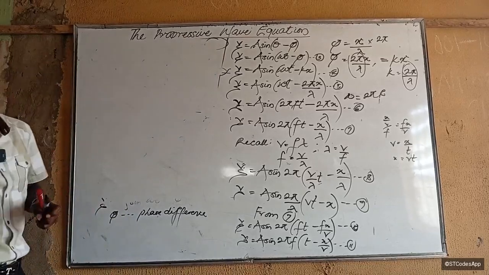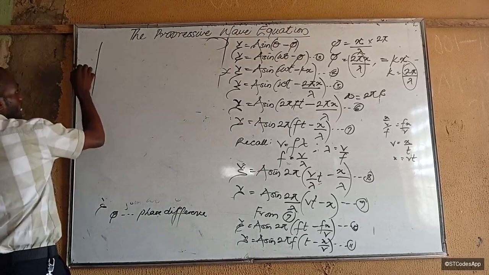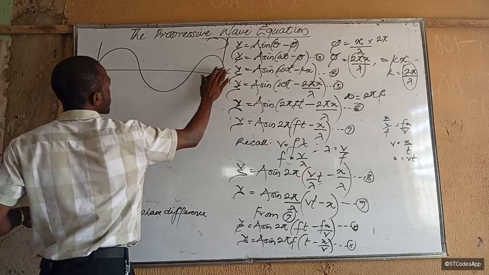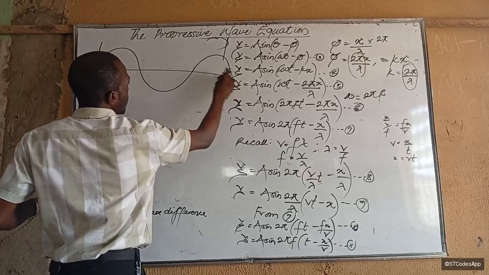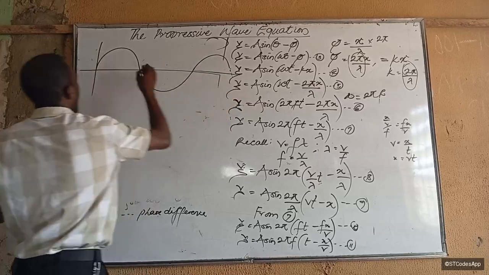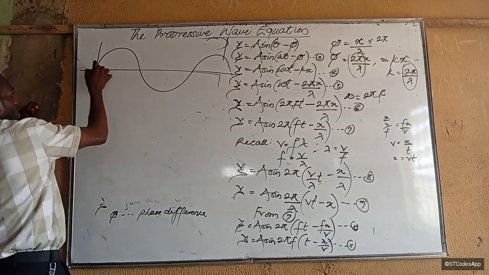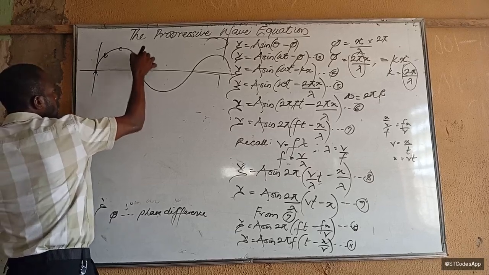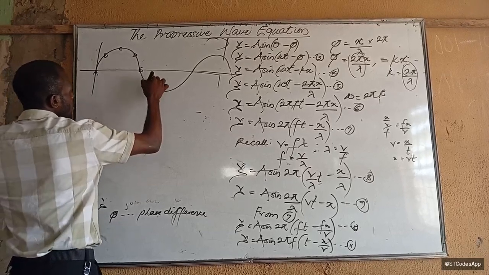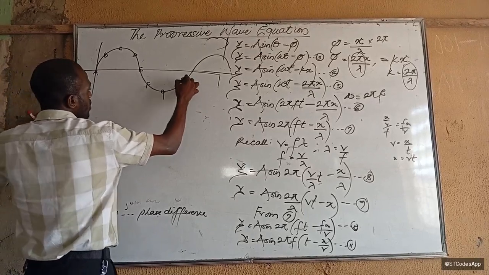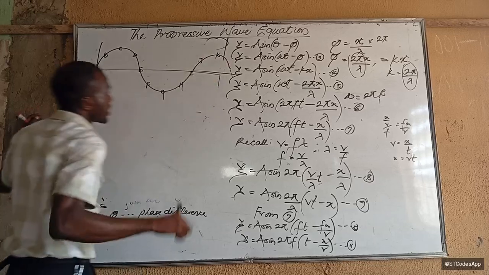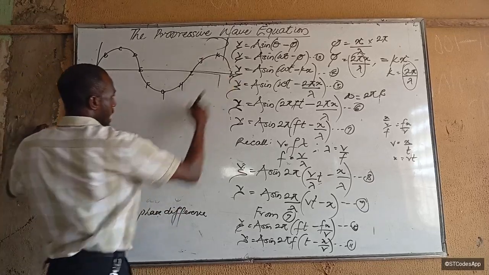So if I have a wave that looks like this, a waveform that looks like this, alright, and I call this point A, this point B, this point C, this point D, this point E, this point F, this point G, H, I, J, and K. Maybe just L. Let's stop at L here.